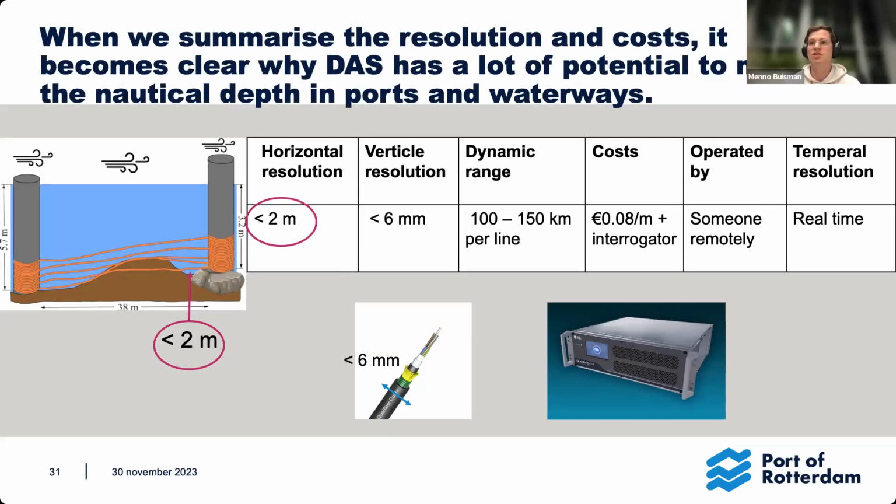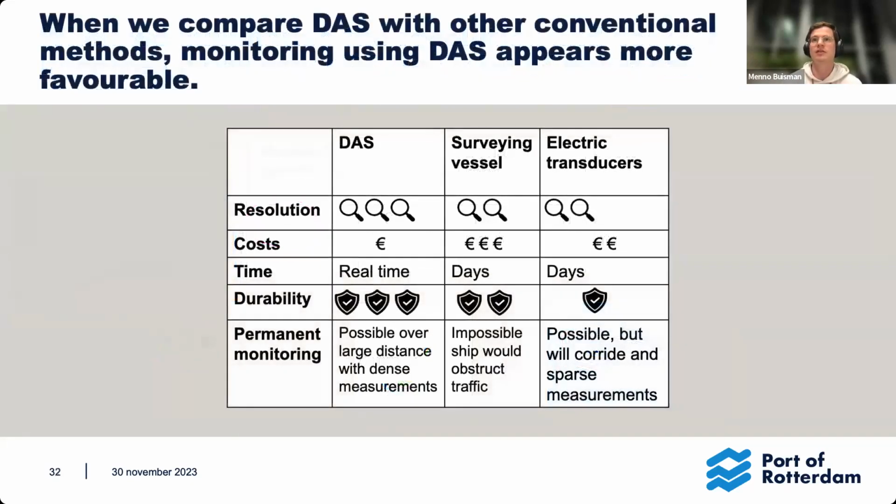Now, with the newer generations of interrogators, we can use lines of over 100 kilometers. And if we then compare the cost of a fiber, which if you look on very cheap websites, you see, okay, maybe 8 cents per meter. And we know we can operate it, a single person can operate it. Plus we have a temporal resolution of something in the order of 10 minutes, because we still want to have some data that we integrate over for a PSD. It becomes very interesting if you compare it to a surveying vessel or to any electric transducer.